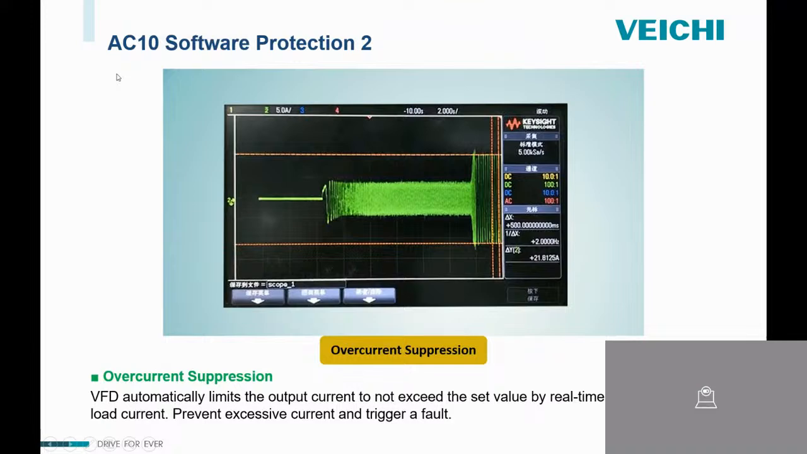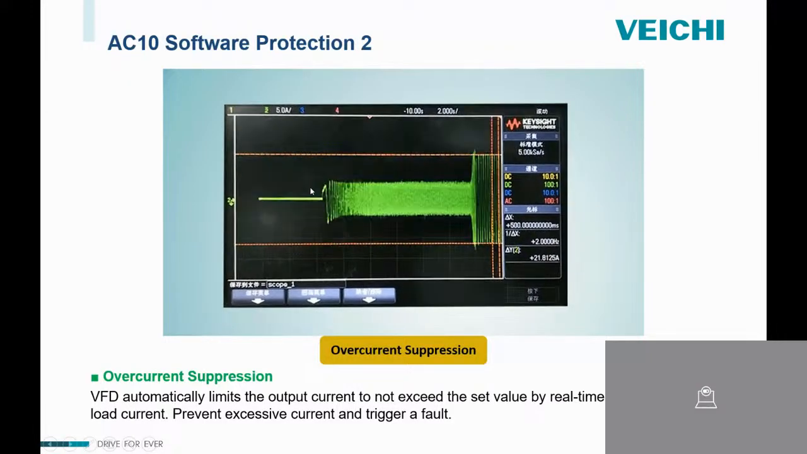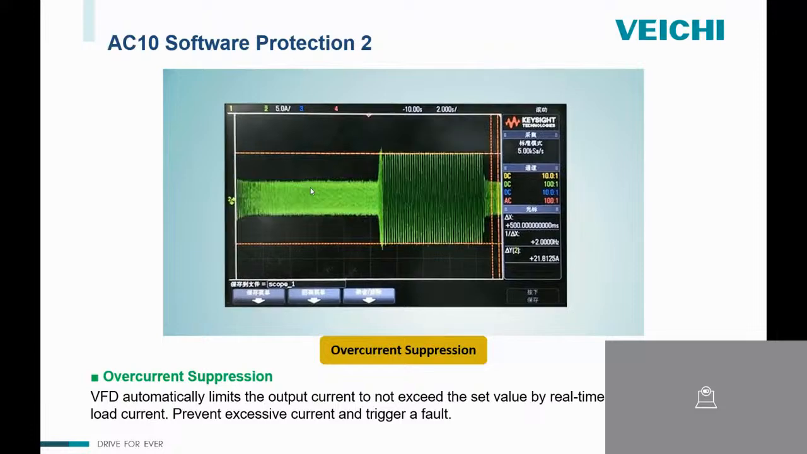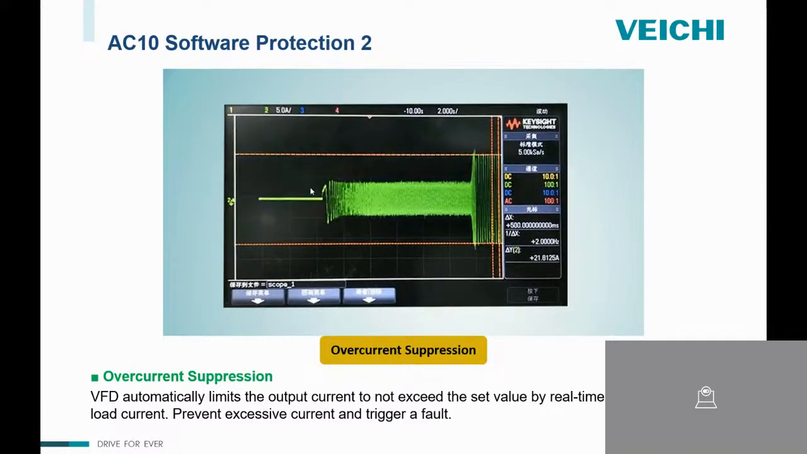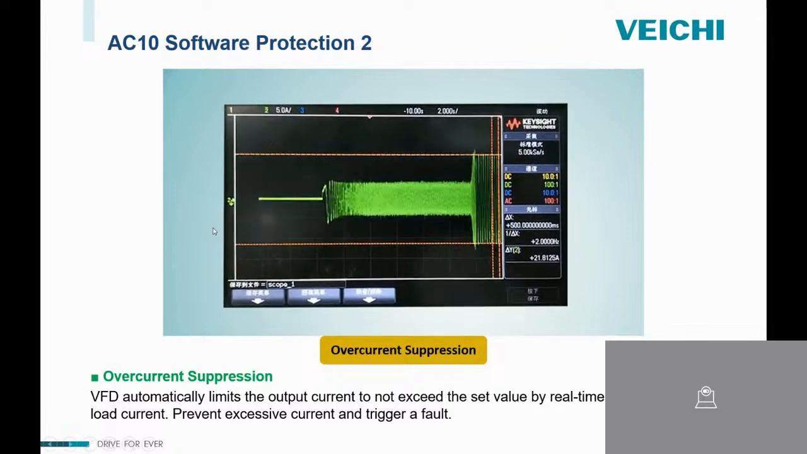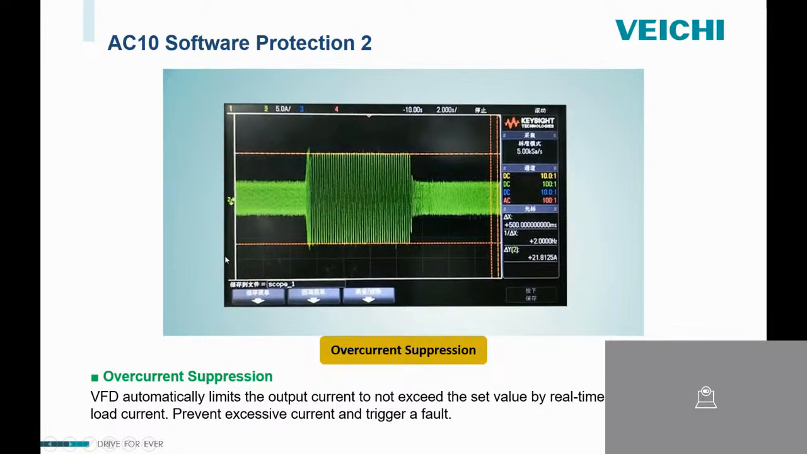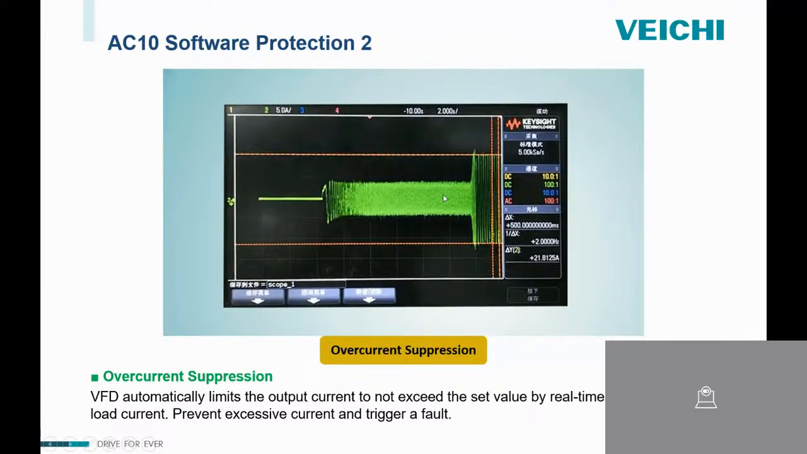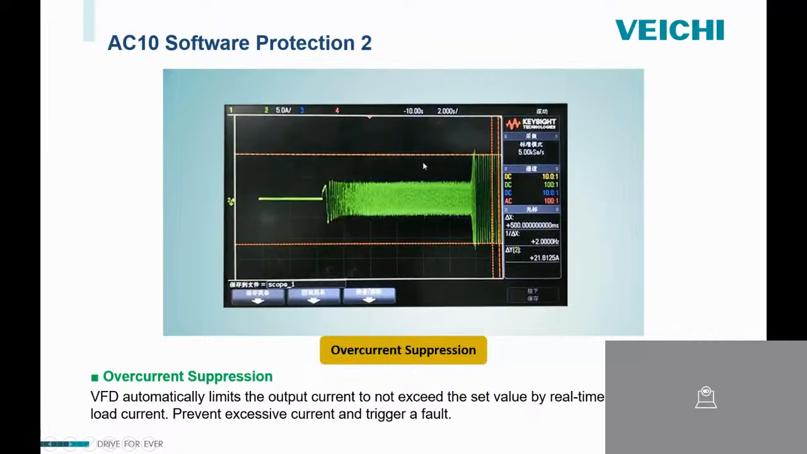Now let me introduce our overcurrent suppression function. So the overcurrent suppression function continuously monitors and automatically limits the load current during operation, ensuring it does not exceed the overcurrent level. This one is particularly used for load with large inertia or significant voltage fluctuation.